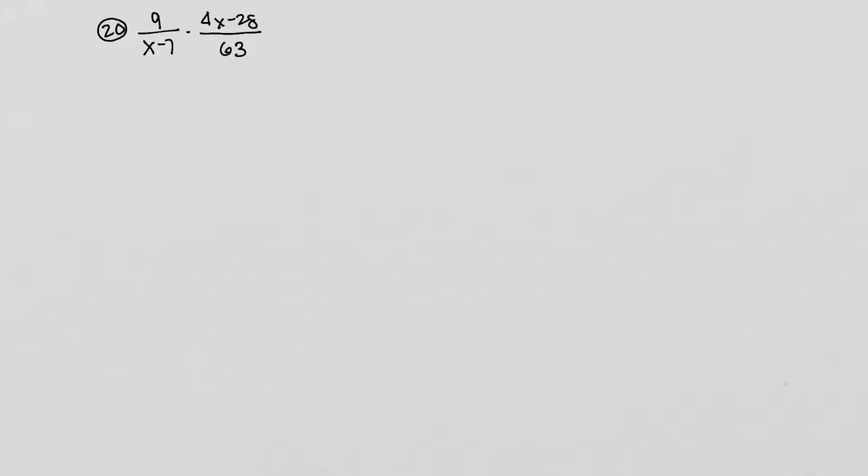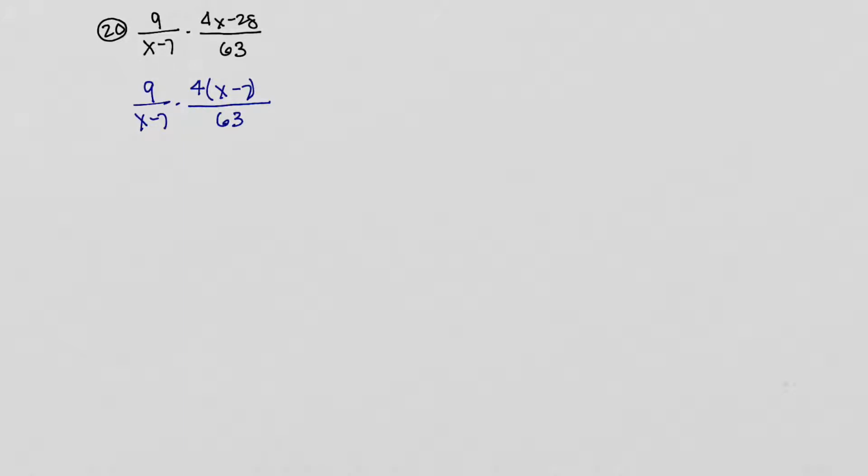We want to multiply these two rational expressions together, and to do that, we're going to factor everything we can, and then look for common factors. If we find them, we'll cancel them. So on the leftmost expression, there's nothing common, there's nothing to factor, so let's just write that. It'll be 9 over x minus 7 times, but in this top right, we can factor 4 out, giving us, what do you know, x minus 7 over 63.